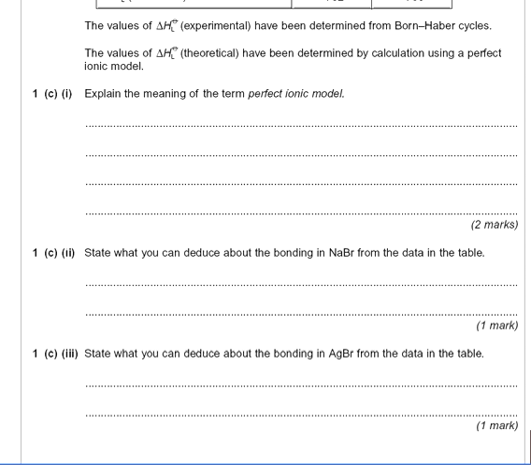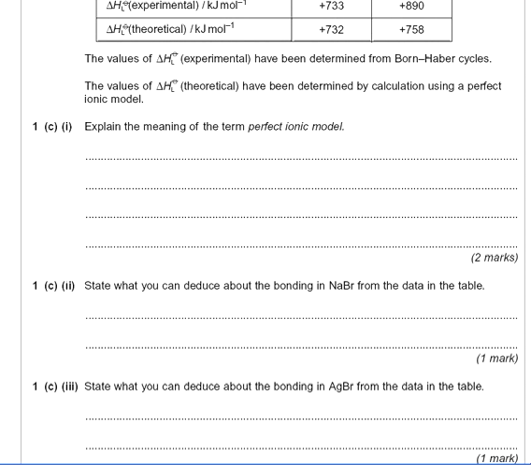Hopefully we can look at both. 1C3 says: state what you can deduce about the bonding in silver bromide from the data in the table. Putting the pen back on, if we look at silver bromide here, the numbers are quite different. So what we can say is there's some covalent character, and in essence the ions are not perfect spheres, they're distorted, and so there's some kind of sharing, some covalent nature in the bond.